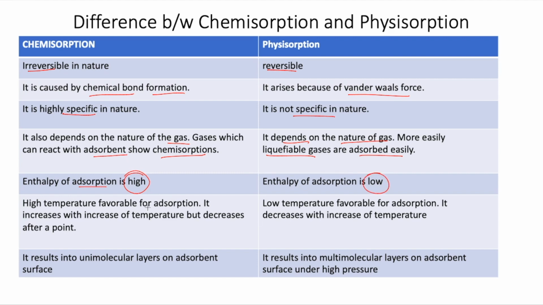High temperature is favorable for chemisorption, which means it increases with the increase in temperature but decreases after a point. So that means if you increase the temperature, chemisorption is going to increase, but at a certain temperature it is going to decrease after that.